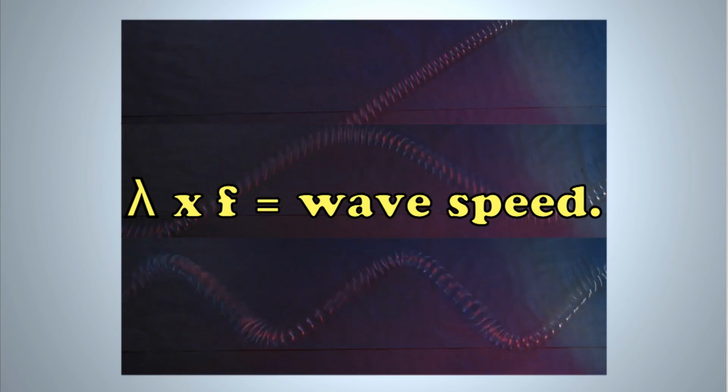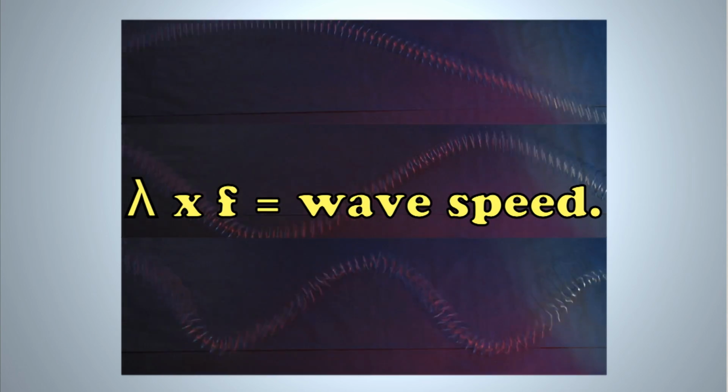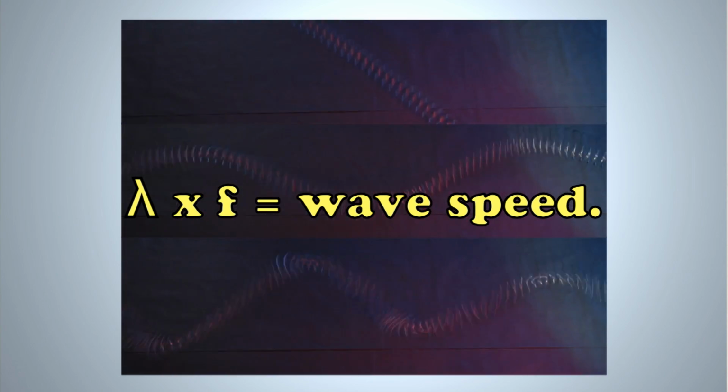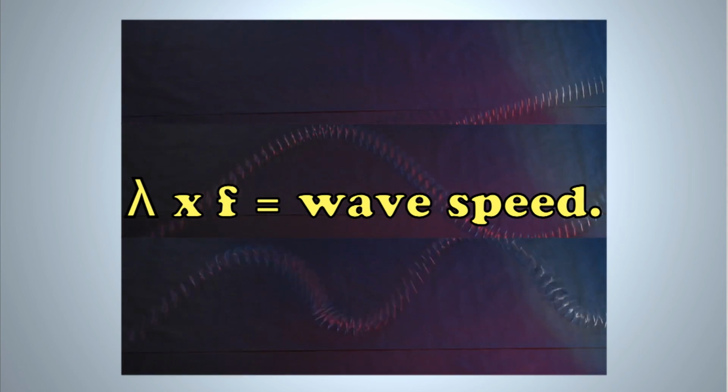Here's a simple formula. Lambda, or wavelength, multiplied by the frequency, measured in hertz, is going to equal the wave speed, measured in meters per second. It shows us the relationship between wavelength, frequency, and wave speed by calculating how far the wave moved in a set period of time.